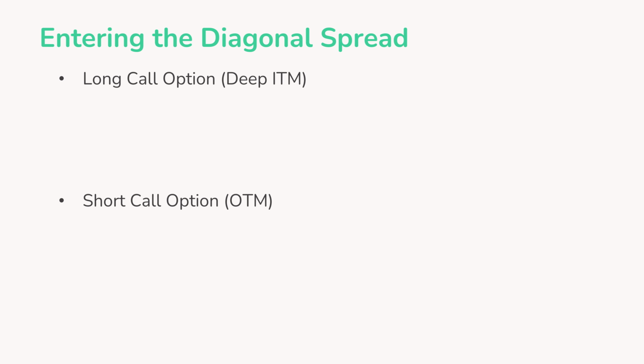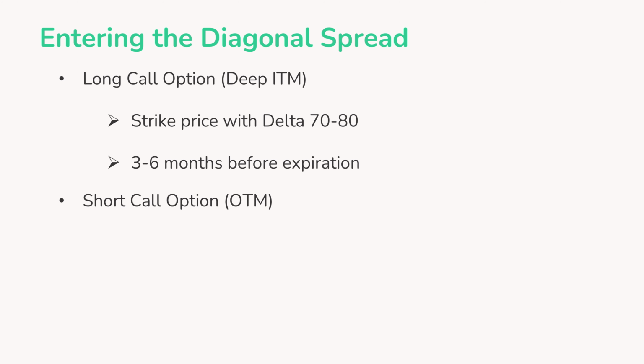So how do I normally enter a diagonal spread? For the long call option of my diagonal spread, I usually select the contract that has a strike price of between delta 70 to 80, and I usually select the contract that is at least 3 to 6 months before expiration. So the question you might ask is, why a range of 70 to 80 delta?